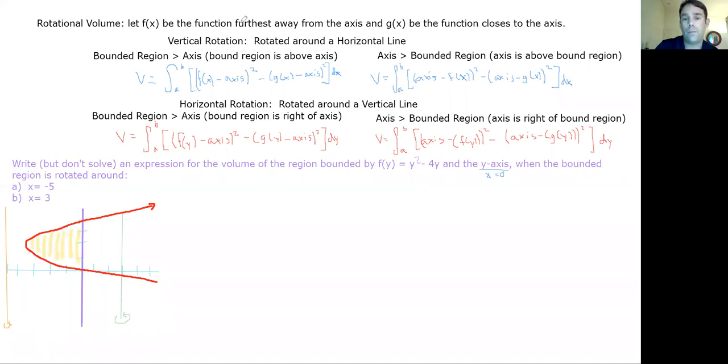Now, we need to figure out where those two functions intersect. And so if you graph it, you can see it, but just to show where they intersect, if we set the two things equal to each other, so 0 equals y times y minus 4. So y equals 0 and y equals 4. So those are our bounds.